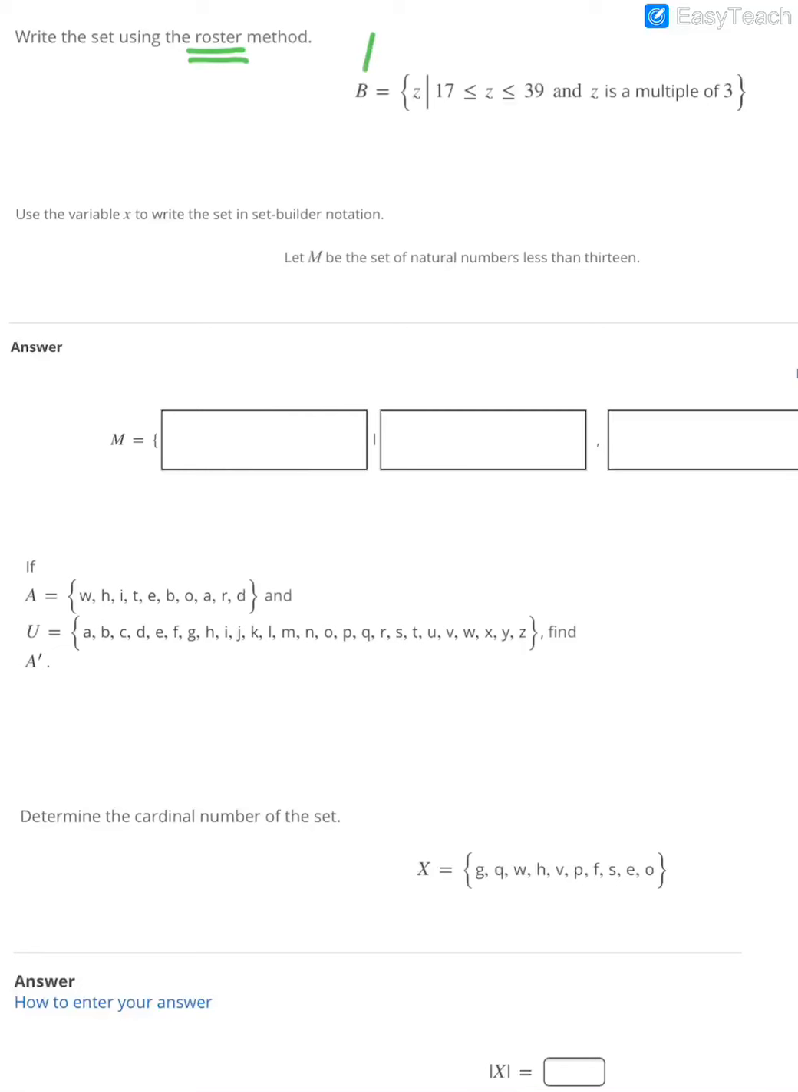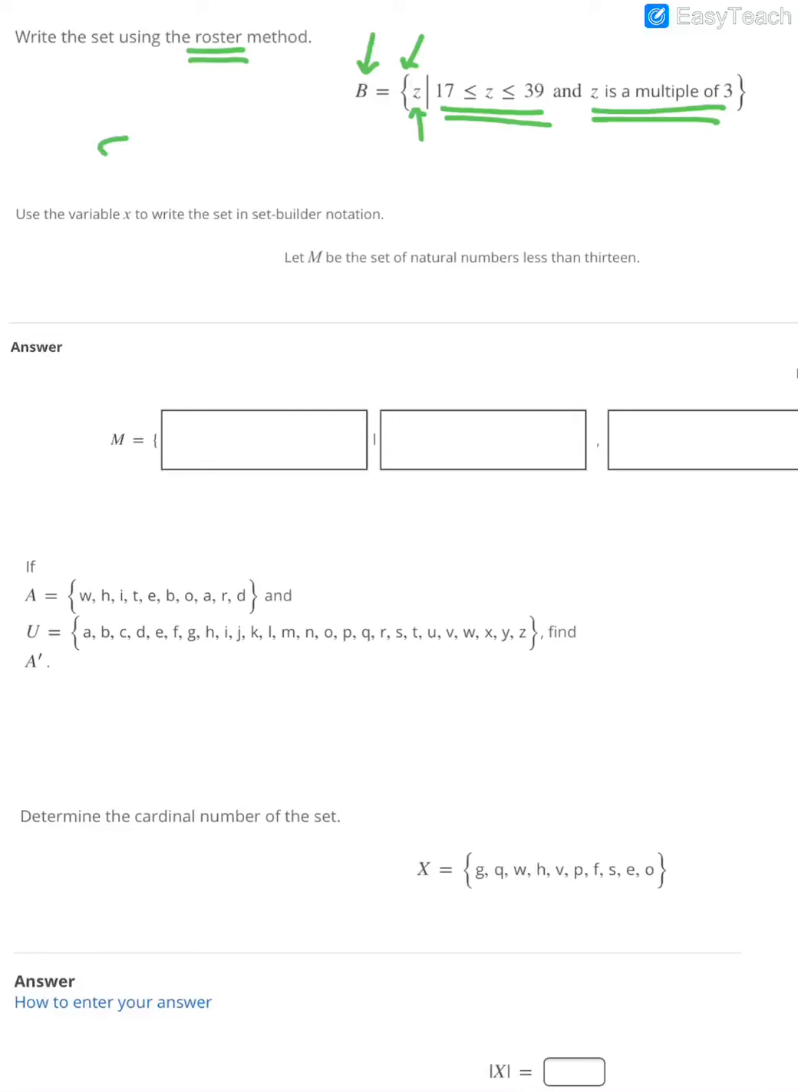Notice, first of all, the name of a set is a capital letter. And then with sets, we put them in brackets. So that's just showing you that it's a set. So the first thing that will appear is the variable. So in this case, they're using the variable z. And then they give you a description. So they're telling me that z is greater than or equal to 17, less than or equal to 39, and it is a multiple of 3.